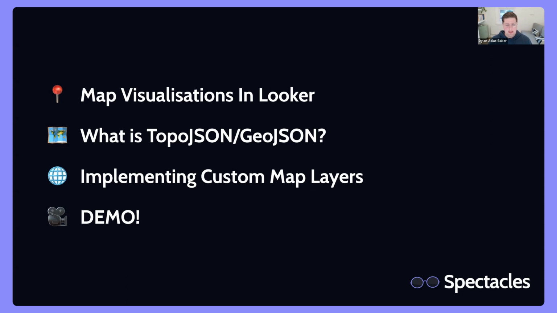Most of the time will be spent in a demo. The slides should be done pretty quickly. What we're going to show in the demo covers all this: the standard map viz, how you find the relevant topo or GeoJSON files for you, or how you can generate your own, and then how you implement that in your Looker instance. If you have any questions as we go, please fire them away in Slack. I'll try to answer them as we go, but team members from Spectacles are also in there and can help you out.